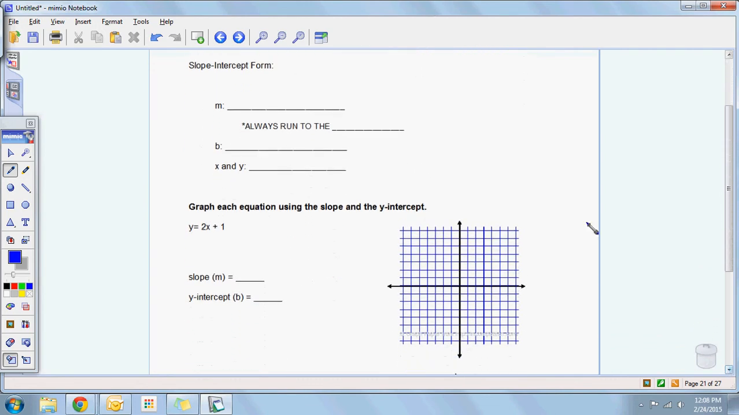In order to know the formula, I got to tell you: y equals mx plus b. There it is. It's a magical formula. Don't forget it. We're going to use it over and over and over. y equals mx plus b.